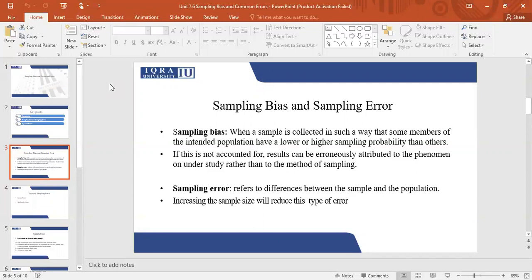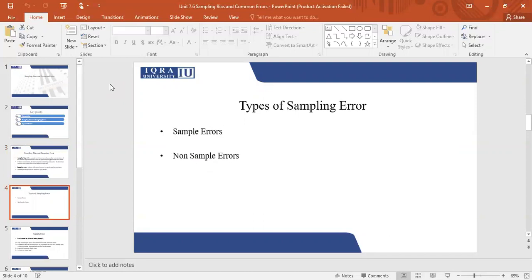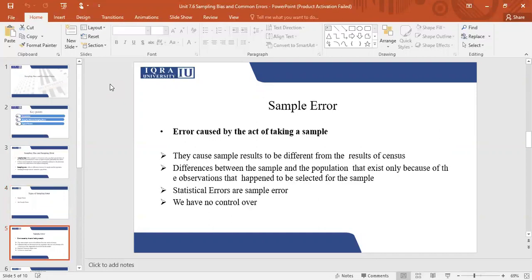The second thing is the sampling error. The sampling error is basically the difference between the sample and the population. Usually if you increase your sample size, this error is reduced. There are two types of errors that you might make: a sample error or a non-sample error. The sample errors are basically the statistical errors that you make. They cause the sample results to be different from the results of the census. For example, if there is a gender difference in the population, I need to make sure that I am taking appropriate representation of both of them so that I can get the results proper.